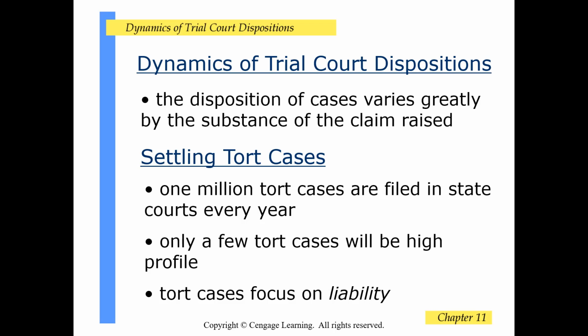The disposition of cases varies greatly by the substance of the claims that are raised. Settling tort cases is different than settling a divorce case. 1 million tort cases are filed in state courts every year, and only a few tort cases will be high profile enough to have public attention. Tort cases focus on liability.